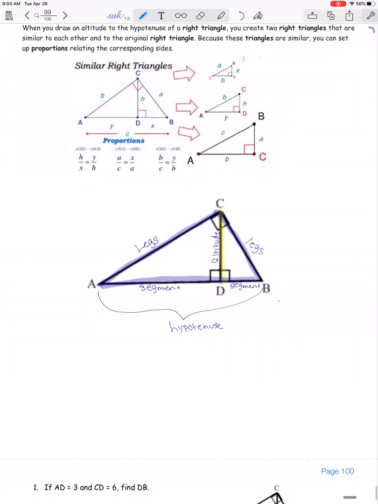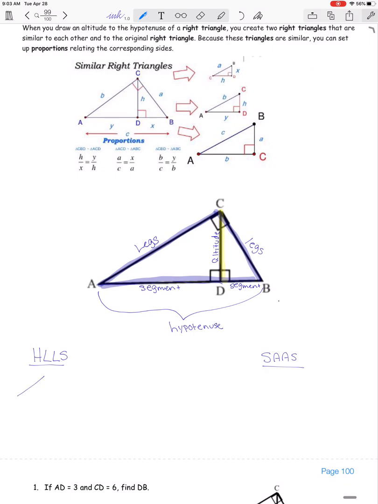So, when we solve questions involving altitudes drawn to the hypotenuse, there's two situations. We have what's called HiLLS, and we have what's called SAAS. So, let's talk about it.